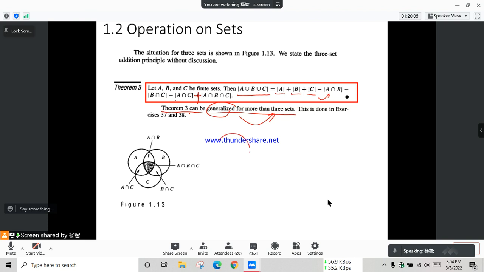Okay, we can say this is A, B, C. I say this is the part N, T, and the center of it is W. Okay, the center is W.